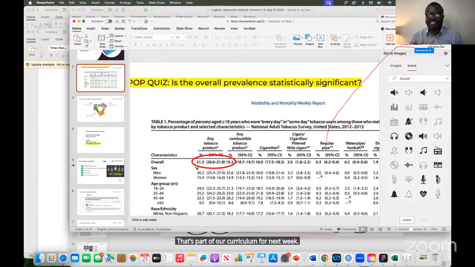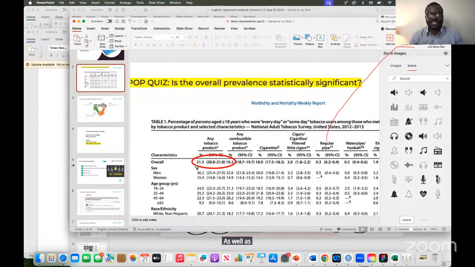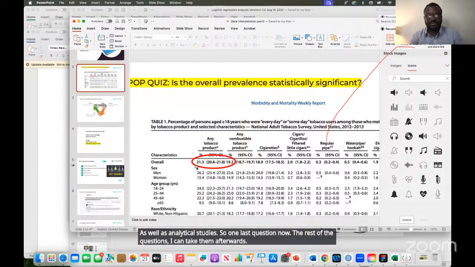All right, I'm going to take one last question, and then we'll go to the demo for issues of sample size so that we are all aware of how we can take better precautions when we are estimating sample size for both descriptive studies as well as analytical studies. So one last question now. The rest of the questions, I can take them afterwards. There are plenty.